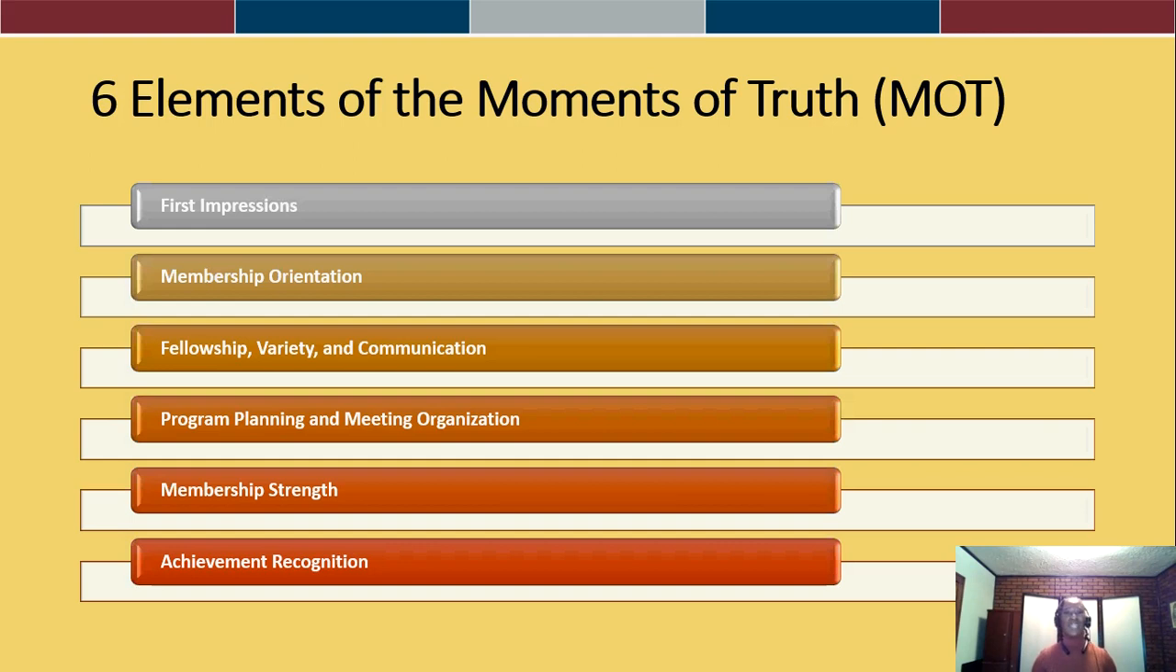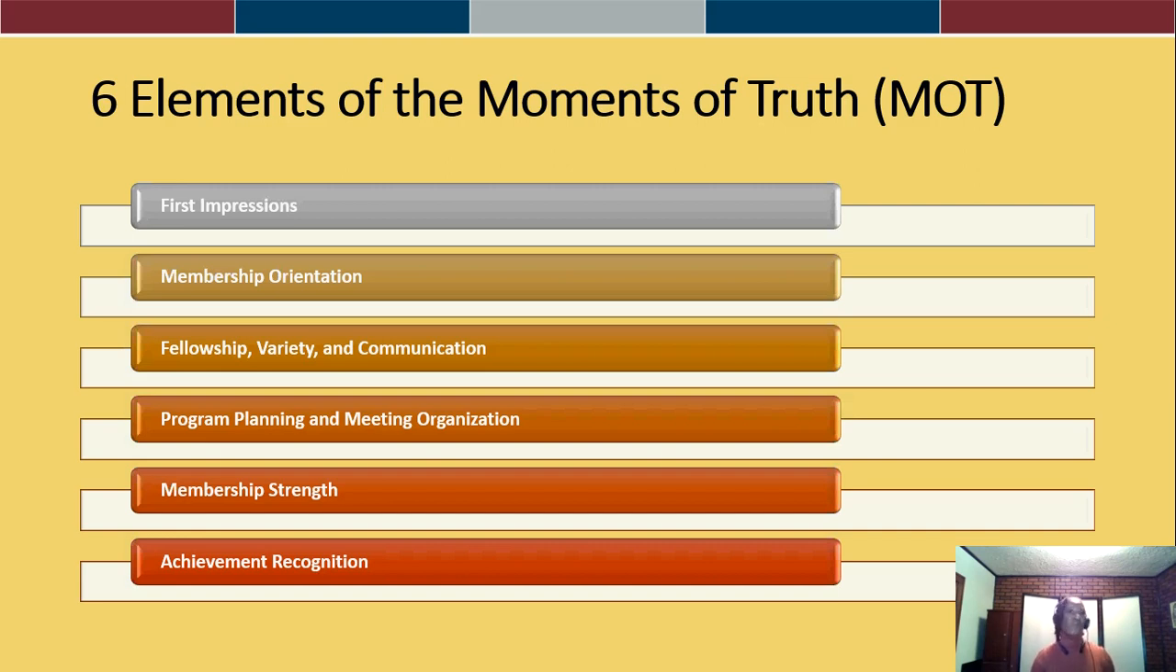Program planning and meeting organization is the 4th element of Moments of Truth that we'll look at. 6 different standards to make certain that your club is providing adequate program planning and meeting organization. You will know exactly certain areas to be mindful of, and you'll be able to rate your club to see how you're doing with those 6 areas.